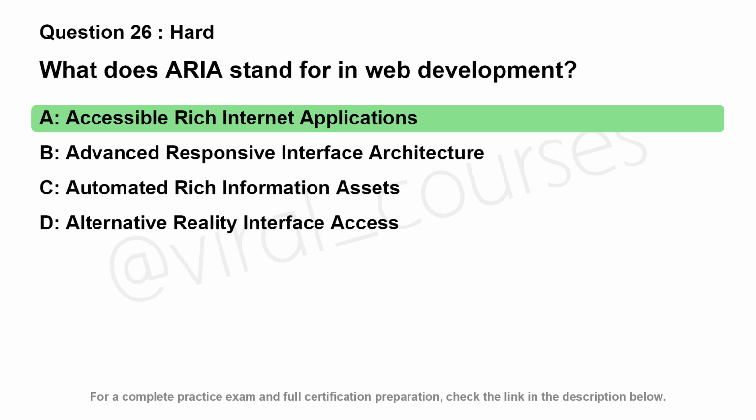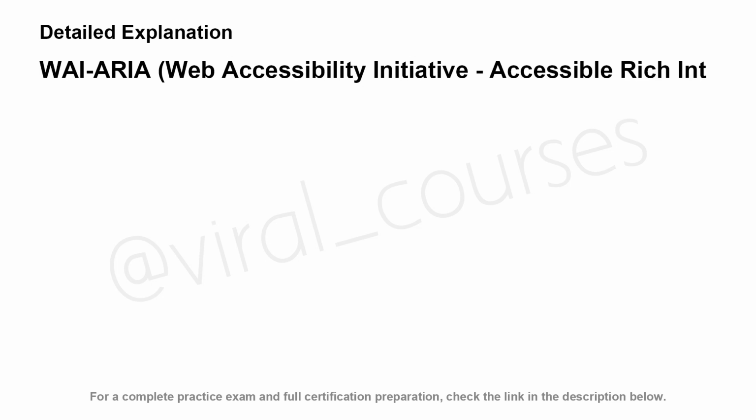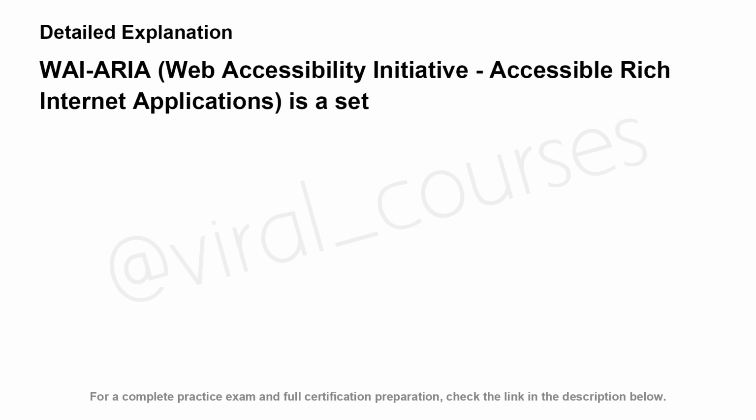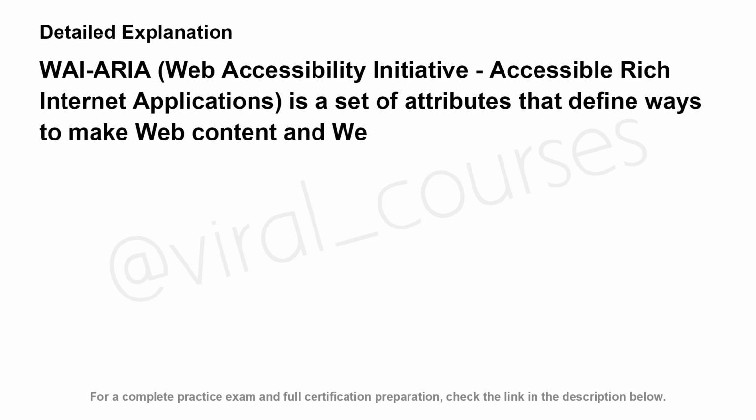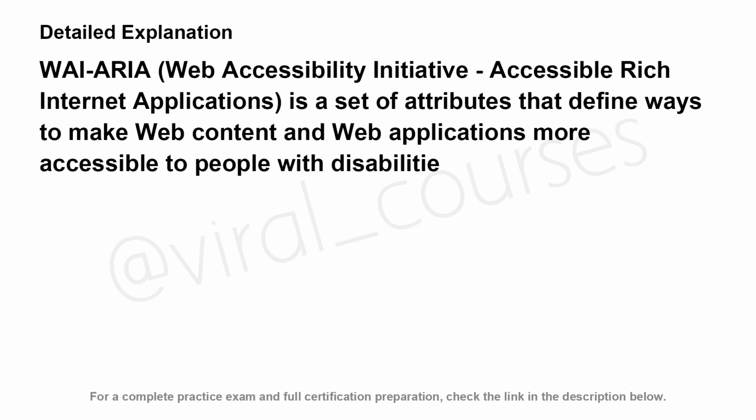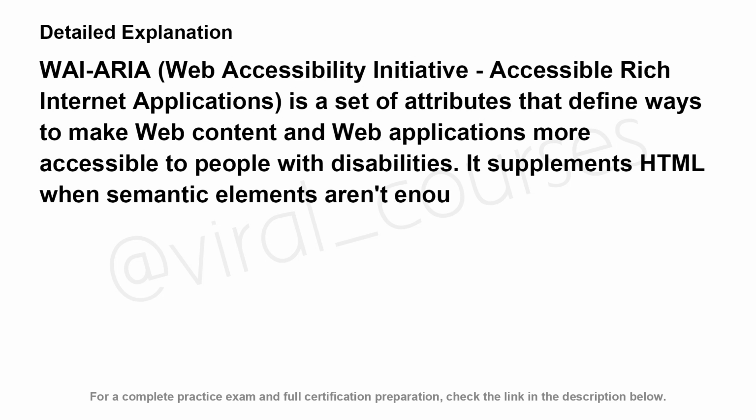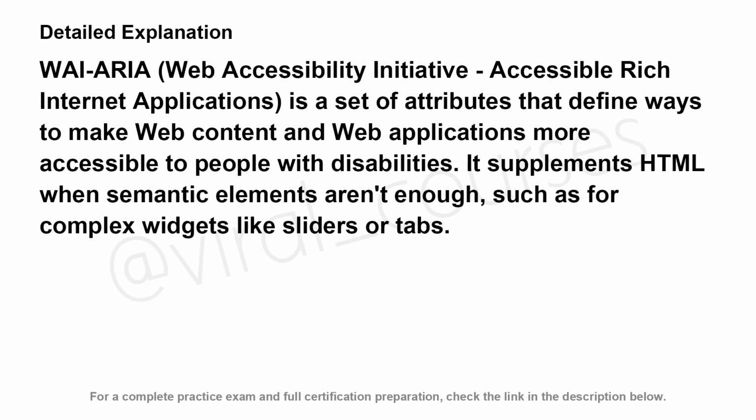The correct answer is A. WAI-ARIA, Web Accessibility Initiative, Accessible Rich Internet Applications, is a set of attributes that define ways to make web content and web applications more accessible to people with disabilities. It supplements HTML when semantic elements aren't enough, such as for complex widgets like sliders or tabs.